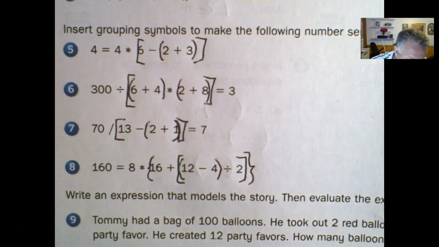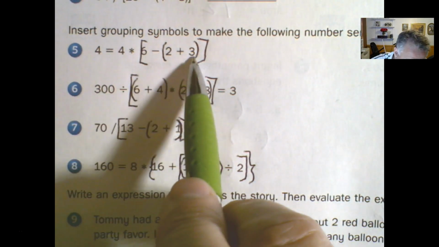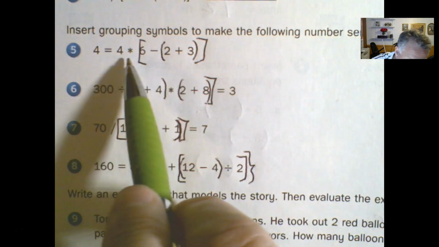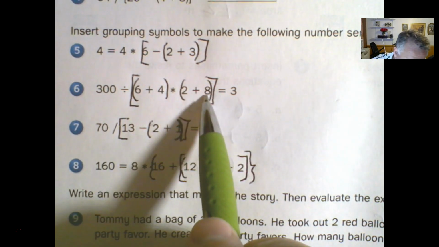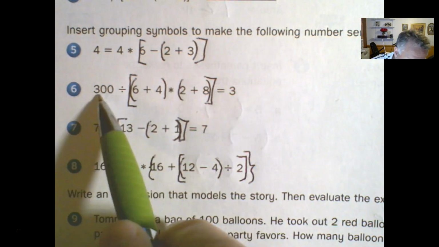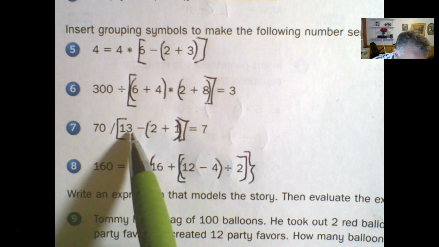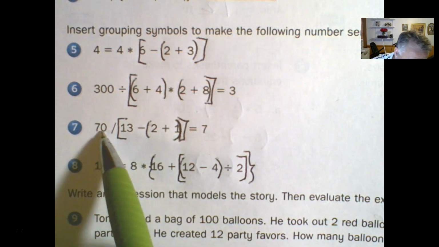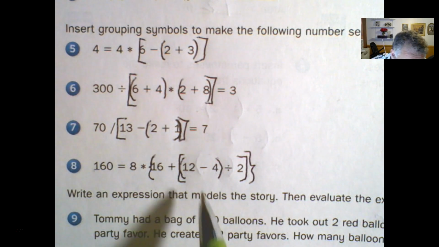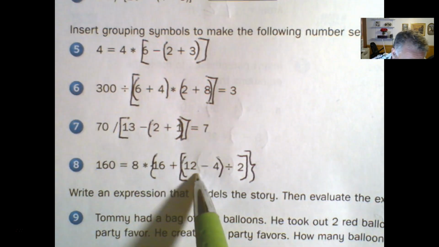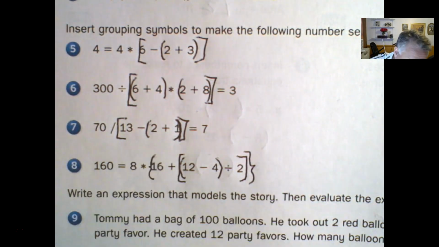Okay, number 5. Insert grouping symbols to make the following number sentences true. So first I'll do the 2 plus 3 is 5, 6 minus 5 is 1, 1 times 4 is 4. Number 6. 6 plus 4 is 10, 2 plus 8 is 10, 10 times 10 is 100, and 300 divided by 100 is 3. Next one. 2 plus 1 is 3, 13 minus 3 is 10, 70 divided by 10 equals 7. Last one, number 8. Toughest one. 12 minus 4 is 8, 8 divided by 2 is 4, 16 plus 4 is 20, and 8 times 20 is 160.